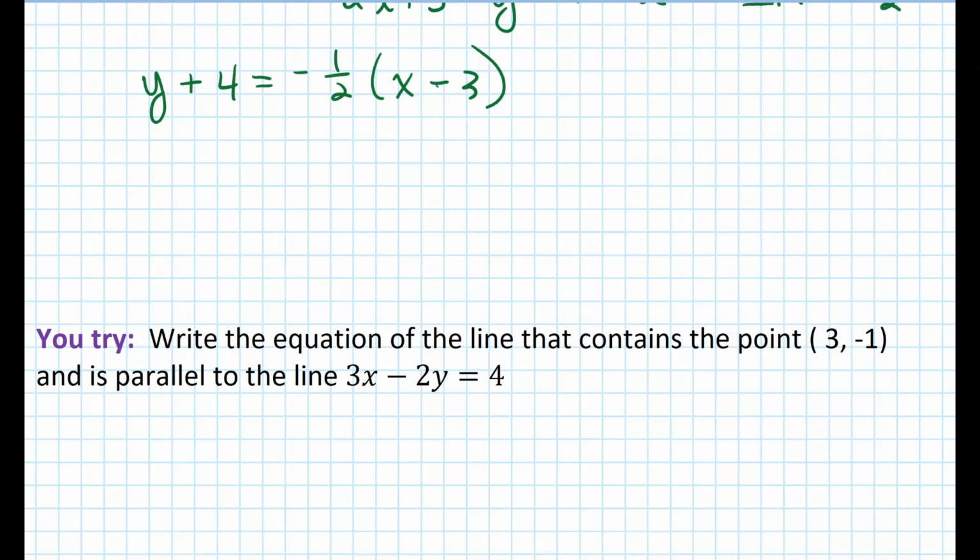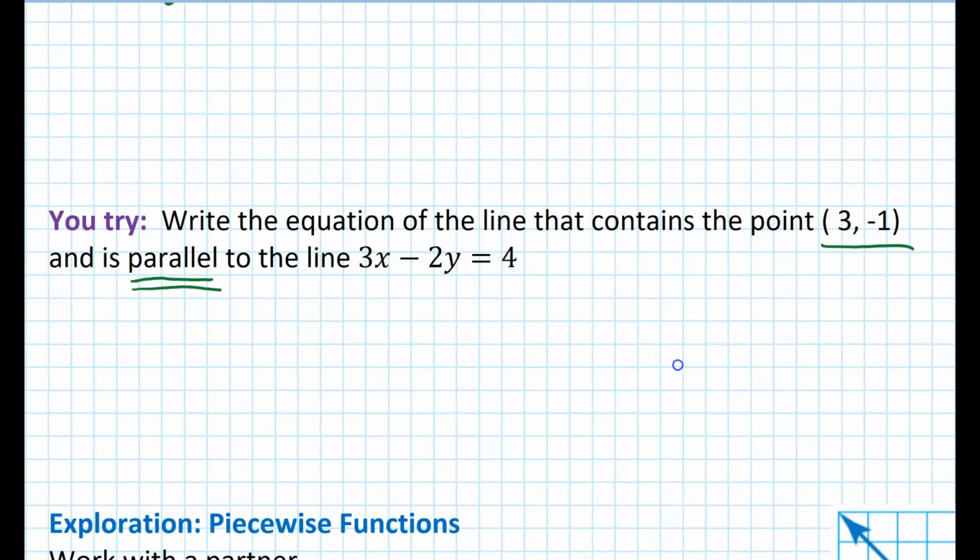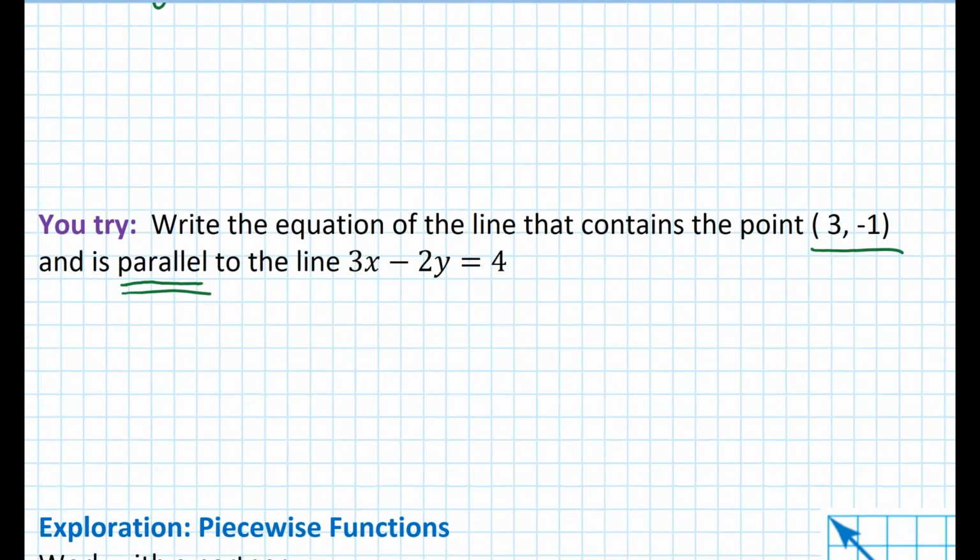I'm going to let you guys do the next one. Still looking for the equation of a line. We want to go through the point (3, negative 1). However, this time parallel to the given line. And again, feel free to work with your neighbors.